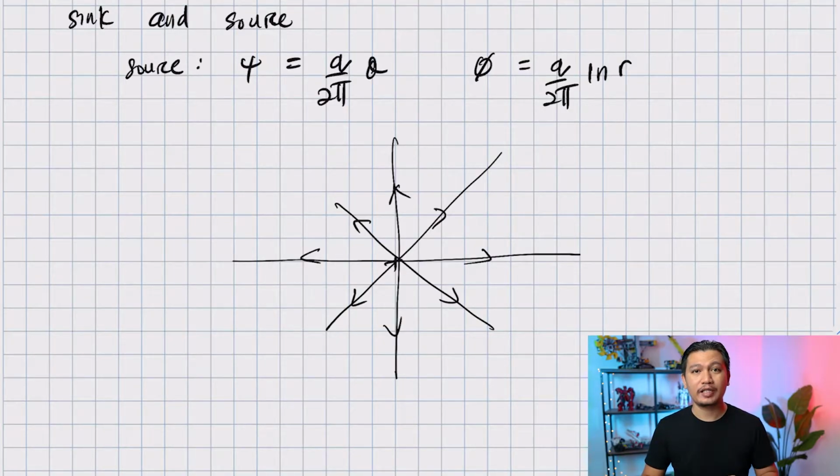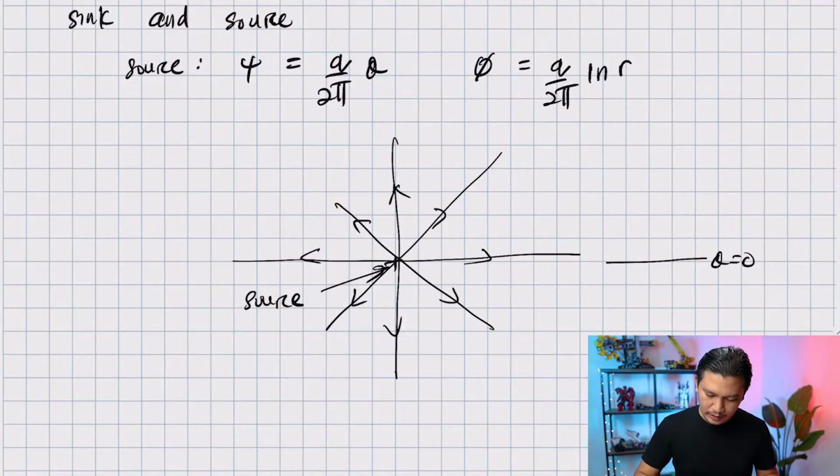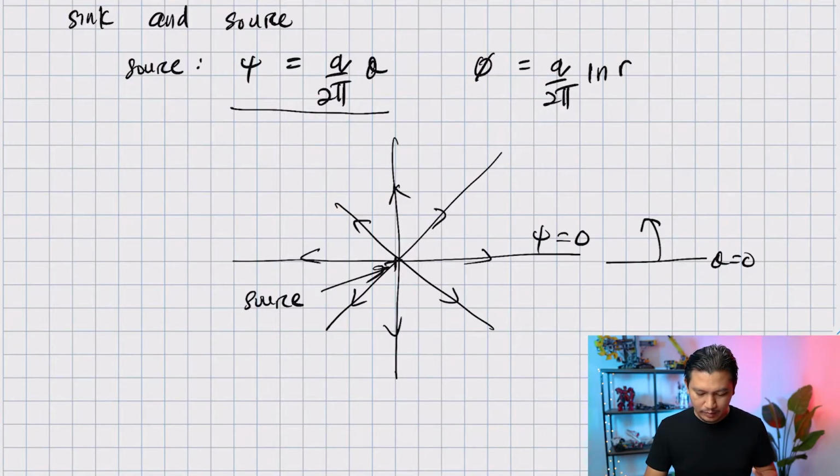Okay, and that is my source. So this is called source. And of course, if we consider theta here equal to 0 and it goes positive in the counterclockwise direction, then because psi equals q over 2 pi times theta, my psi here is 0. And if this is what my stream function looks like, what happens to my potential function?